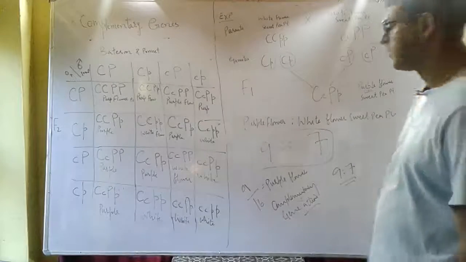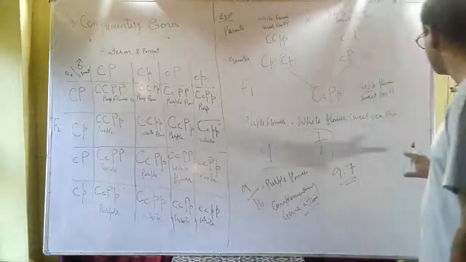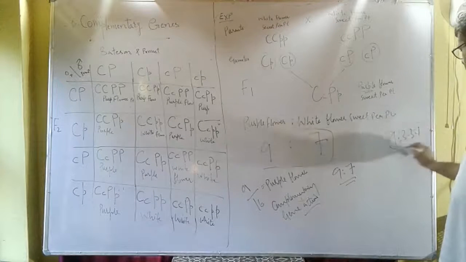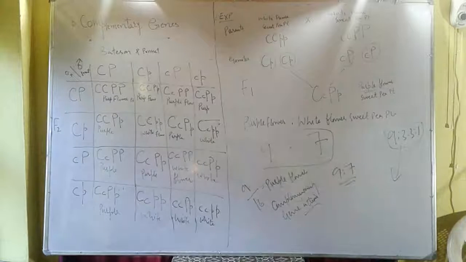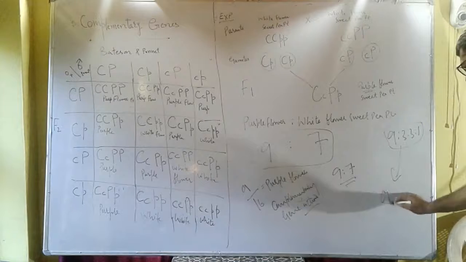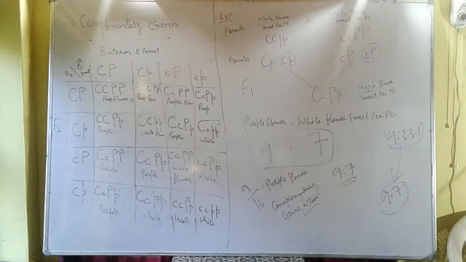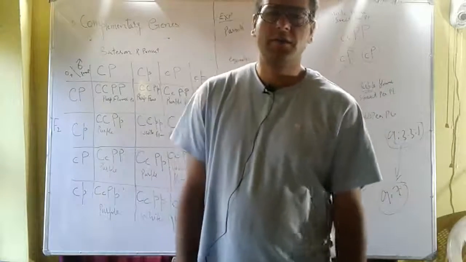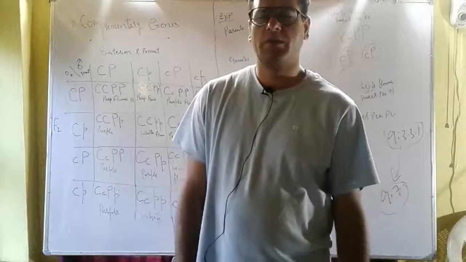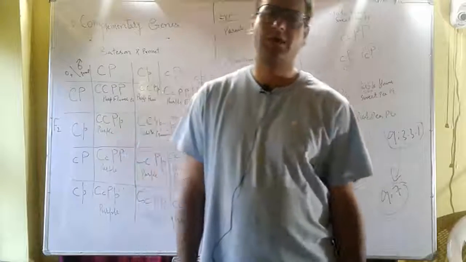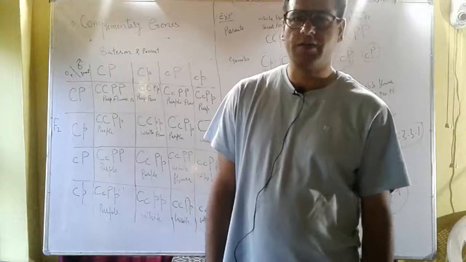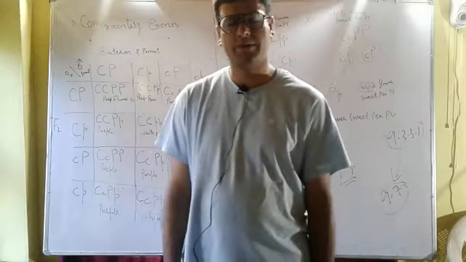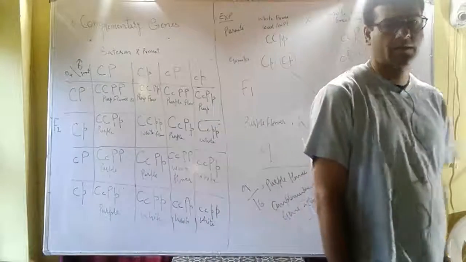So in case of complementary genes, the normal dihybrid ratio 9:3:3:1 gets modified to 9:7 in case of complementary gene action. So we can say that the normal dihybrid ratio, that is 9:3:3:1, gets modified to 9:7 in case of complementary gene action in case of sweet pea Lathyrus odoratus. Thanks.